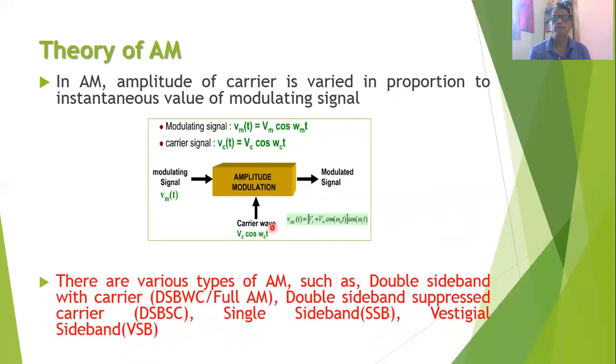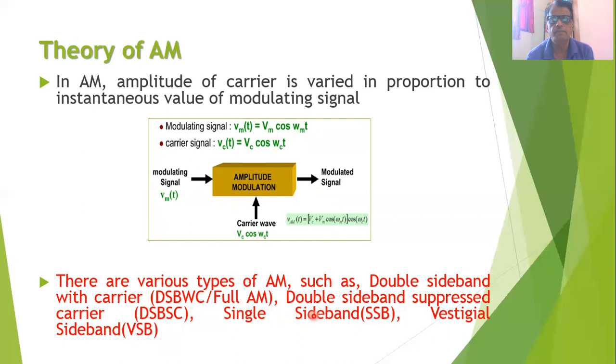You will find that there are different types of AM. For example, the first type is the full AM, or it is also called double sideband with carrier. You will find that in the process of amplitude modulation, the sidebands are produced. So there are two sidebands produced, one called the lower sideband and the other called the upper sideband. If we get both the sidebands along with the carrier, then this type of AM is called double sideband with carrier or full AM. In this session, we'll be discussing only the full AM.